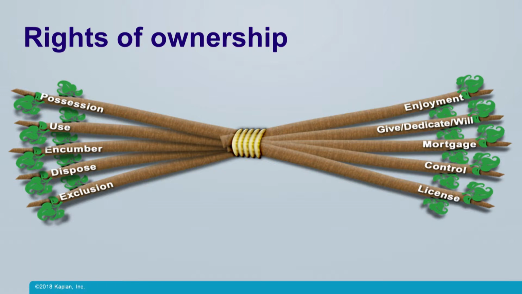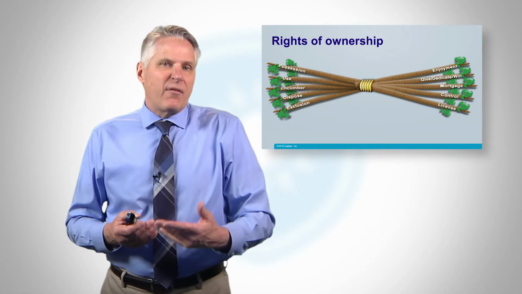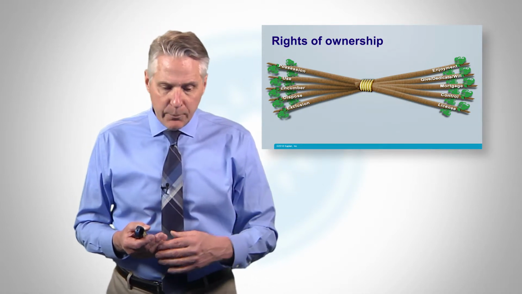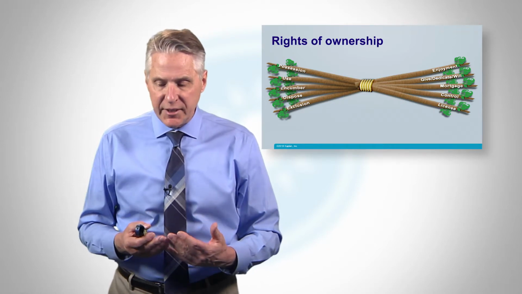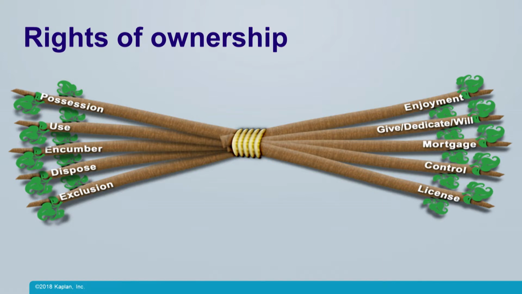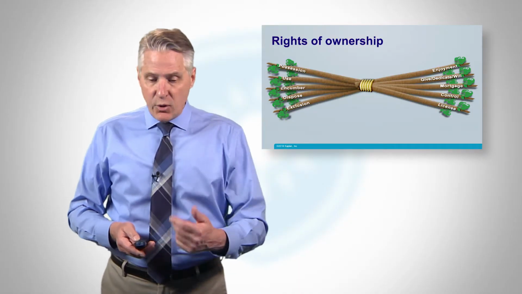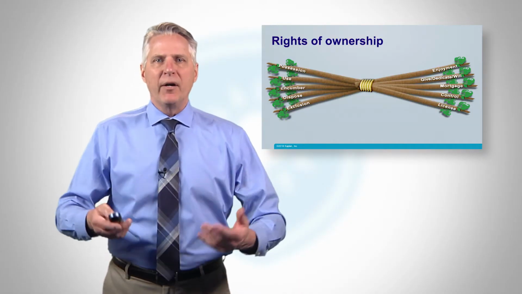The right to enjoy it, the right to use it as I see fit. I can give it away. I can put it in my will. I can give it back to the government. I can put debt on the property. I can mortgage it to get money out of that property. Control it. I can say, here's what's going to happen, and this is what I'm going to do, and no one else can do their other use on this property. License it. License is interesting. License is giving someone permission, not a right, but a permission to use the property. So these and others are examples of this bundle of rights.